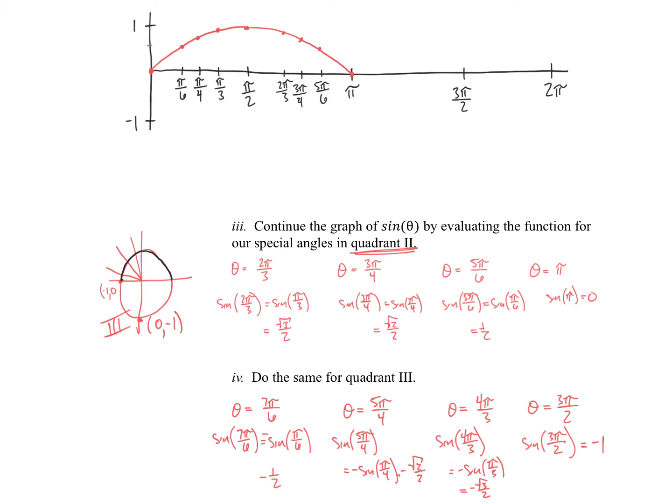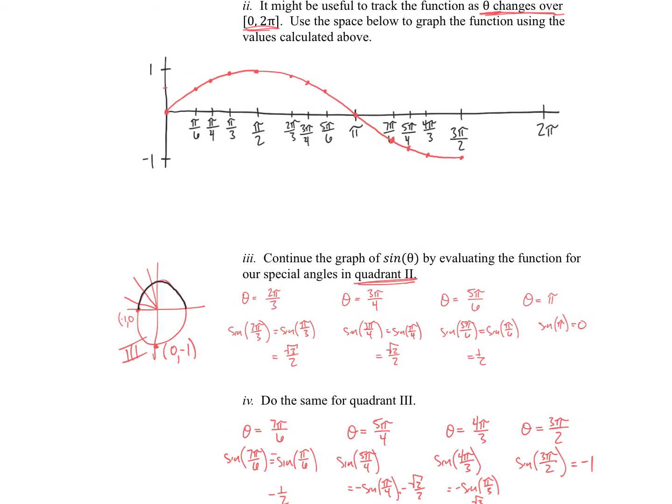So we'll go ahead and add those to our graph. Okay, so 7 pi over 6, that's negative 1/2. And then we are approximating the next few. Radical 2 over 2, radical 3 over 2, and then, of course, negative 1. So I can continue the curve all the way down to 3 pi over 2.